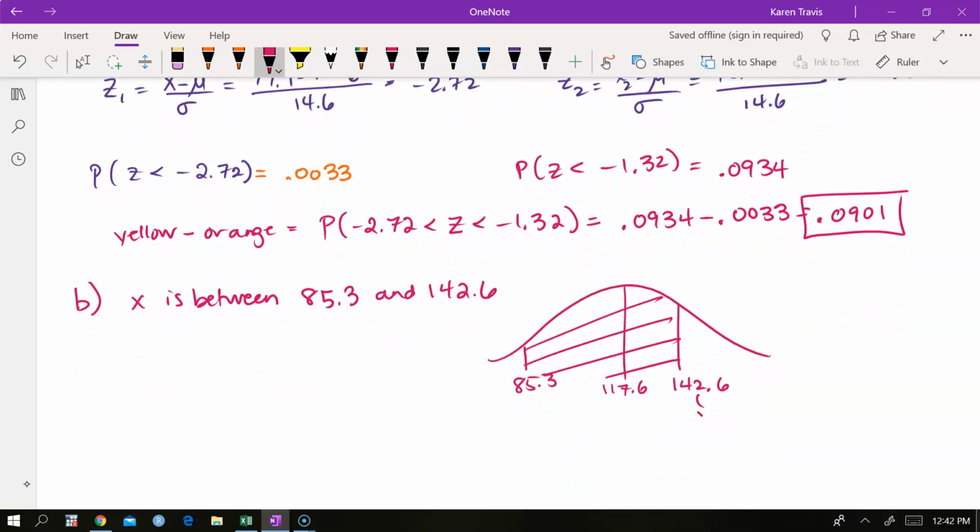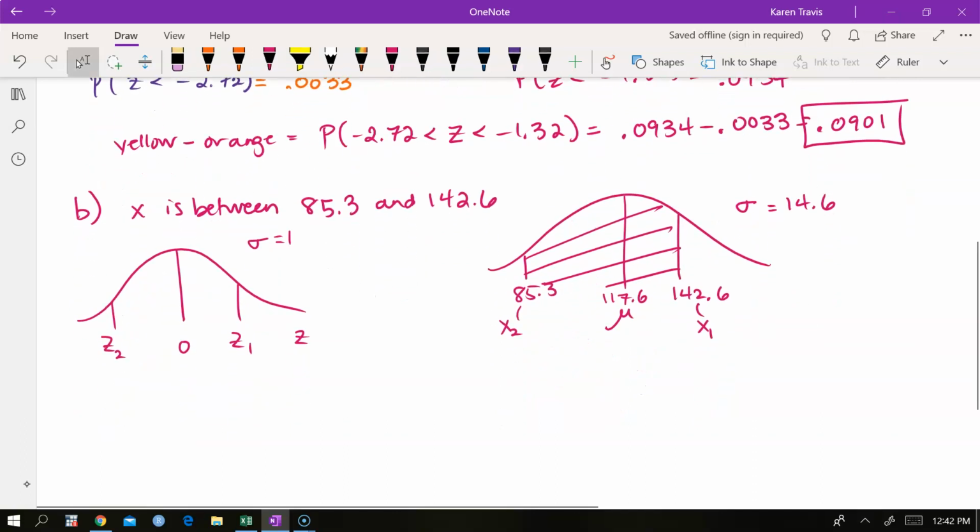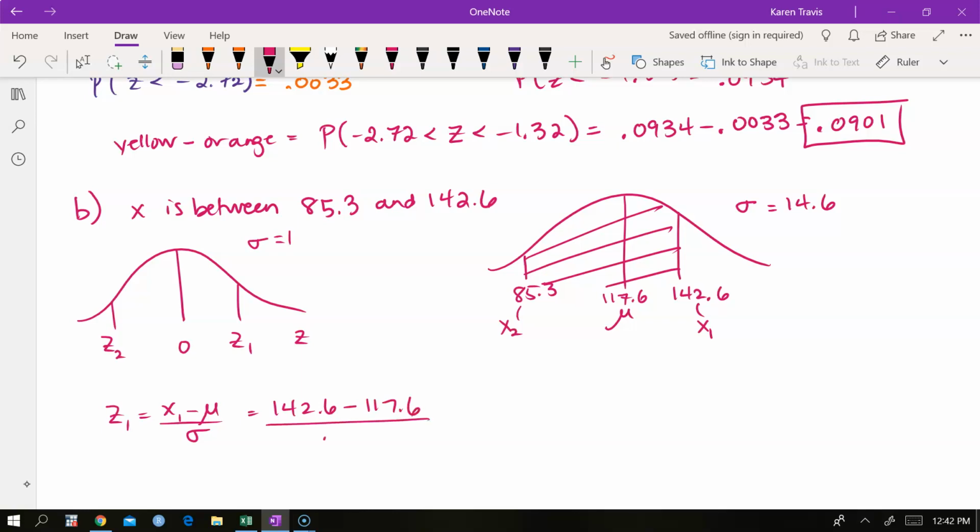So I'm going to call this one x1. That's the mean. That's x2. And standard deviation was 14.6. So in my z table, z has a mean of 0, standard deviation of 1. I need a z1 for this and a z2 for the other x. So z1 comes from x1 minus mu over sigma, 142.6 minus 117.6 over 14.6.